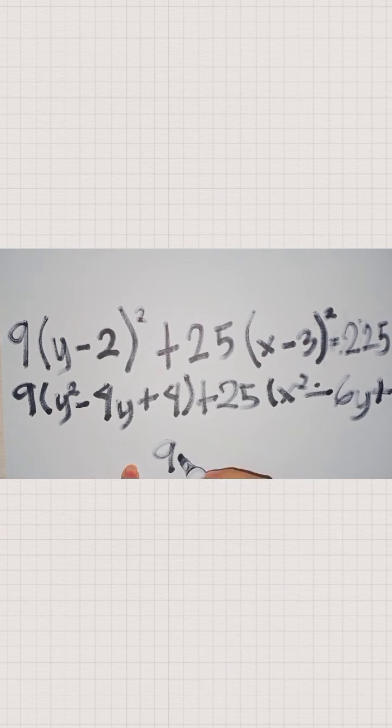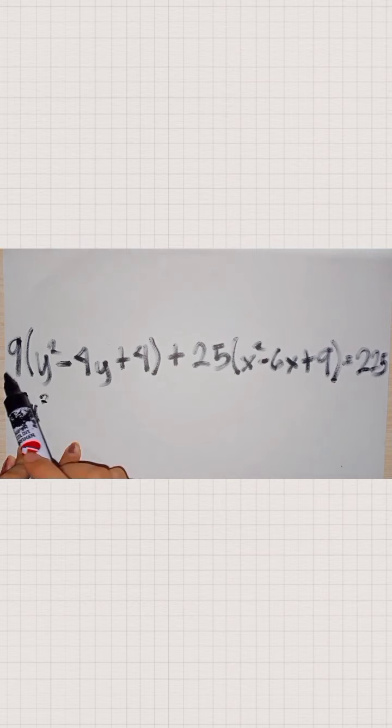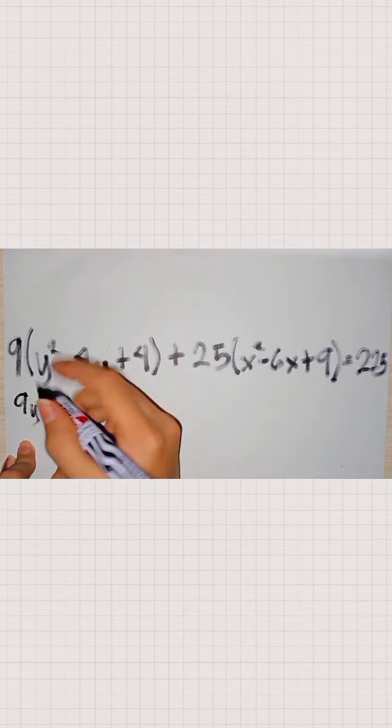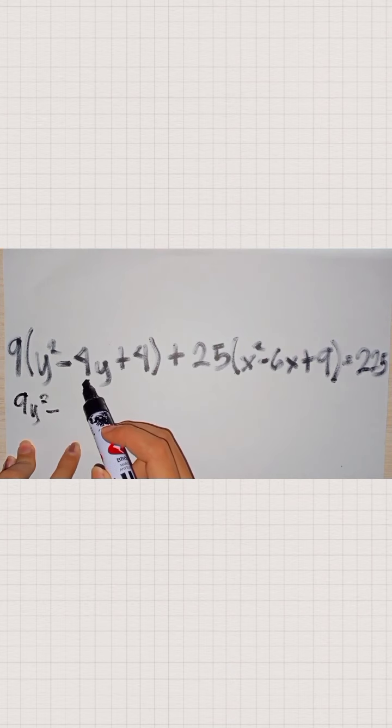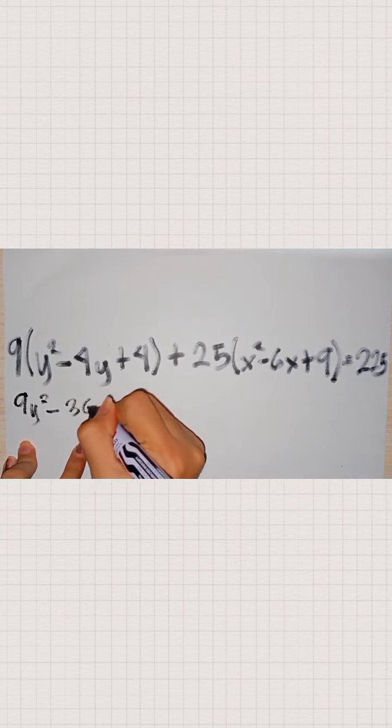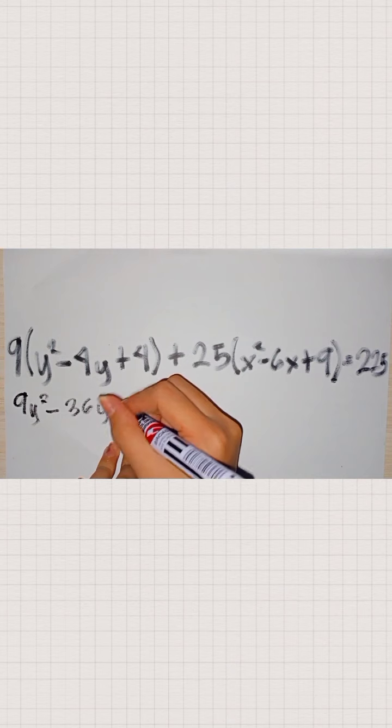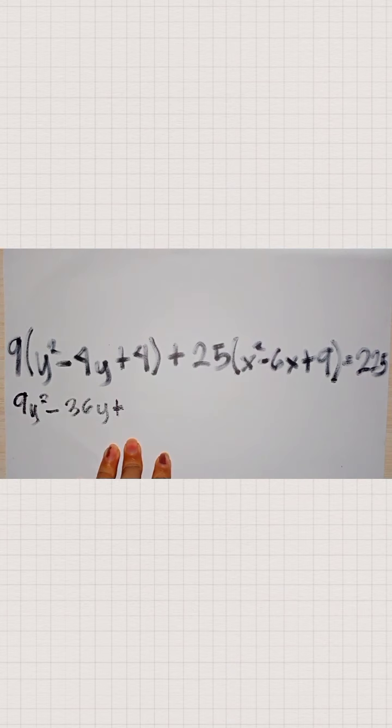Expanding square of binomial, gagawin naman natin yung distributive property. So, distribute natin ang 9 at ang 25. So, ang 9 magiging 9y squared, dahil i-multiply mo siya isa-isa. Copy the sign. Negative 9 times 4 magiging 36y plus 9 times 4 magiging 36 na lang siya.